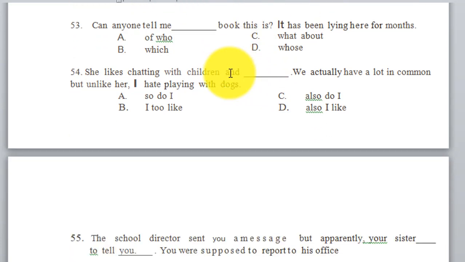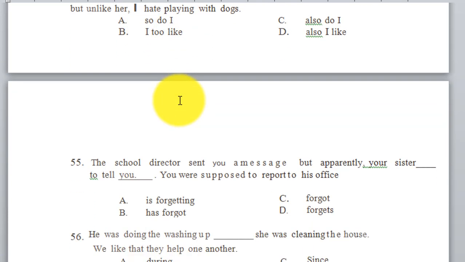Yeah, the other question. She likes chatting with children and blank. We actually have a lot in common, but I like her at playing with dogs. So do I. This is ellipsis, or pronouns in a co-construction, which has two rules. If the first statement is positive, the ellipsis should be positive and can be answered with so plus auxiliary verb plus subject. If the sentence is negative, the response should be nor or neither plus auxiliary verb plus subject, right? But in this case the statement is positive, so the reply here is so do I. What does so do I mean? I also do like chatting with children. Both she and I like chatting with children. So we choose so do I as the right answer. Exactly.